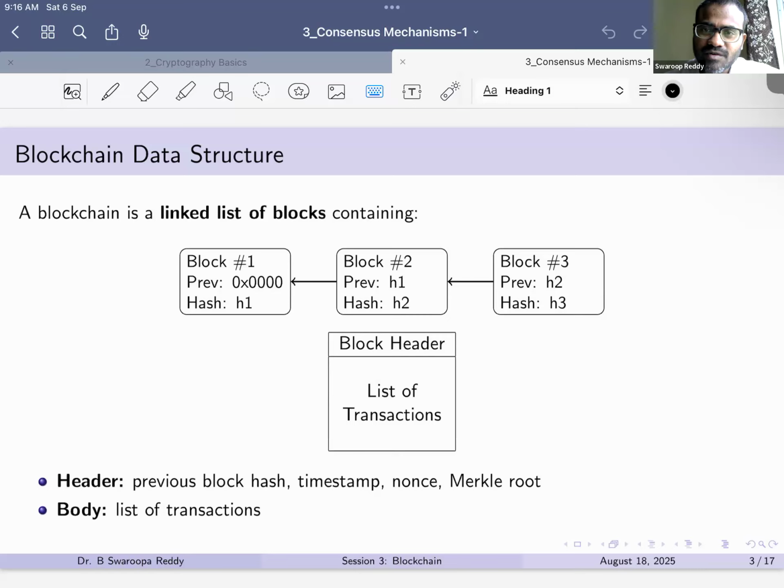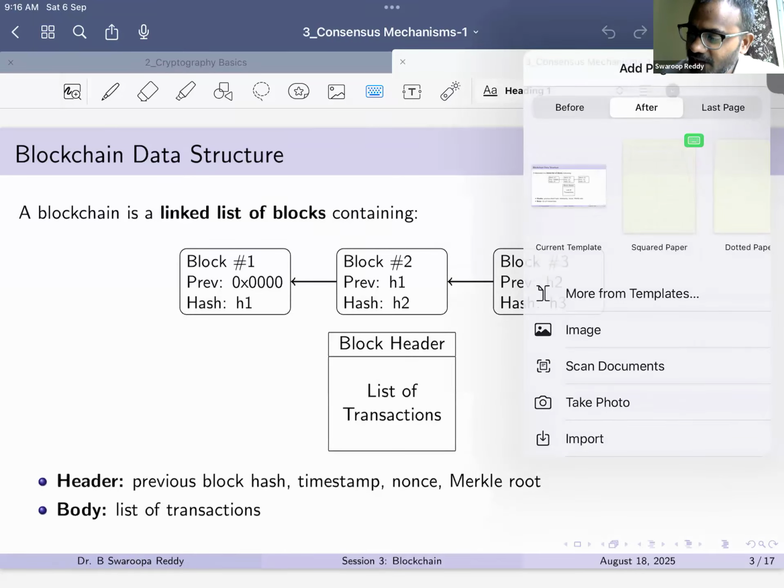Otherwise I need to explain very briefly. Yeah, can you let me know whether you know? No, sir. No, okay. So there are different types of data structures. I will take a new one.